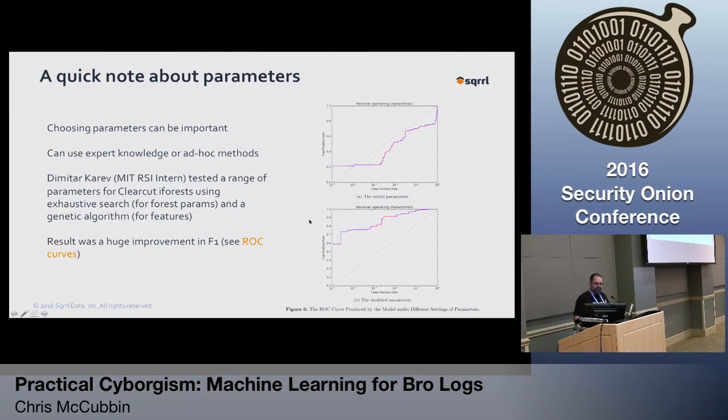But one of our interns tested a range of parameters for iForest, which included things like the number of trees, the depth of the trees, and also other parameters. And he was able to take this ROC curve up to this better ROC curve just by tweaking things. And I think most of this gain was gained by just throwing out all the enumerated types.